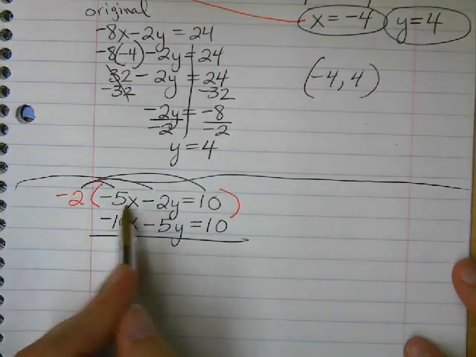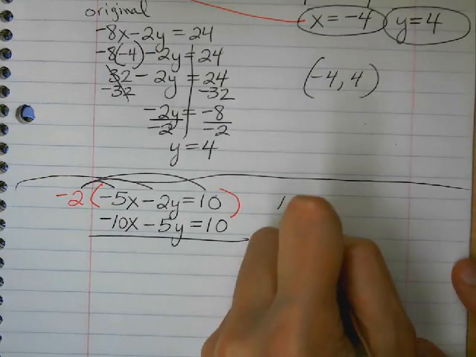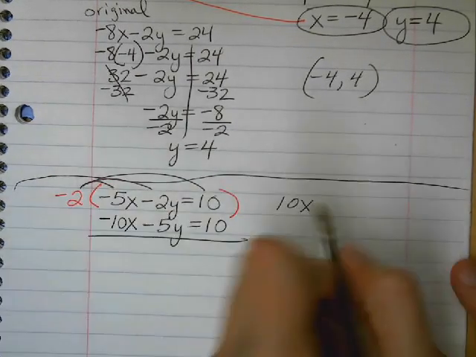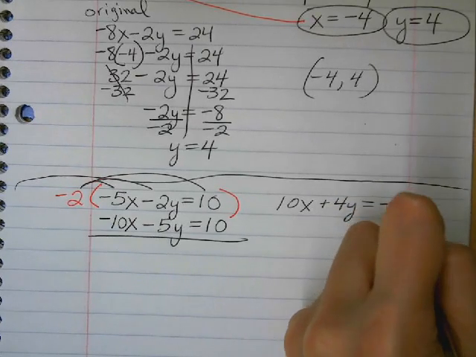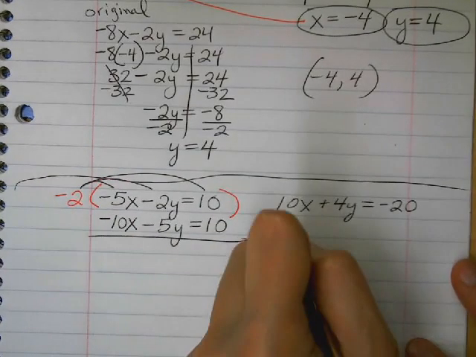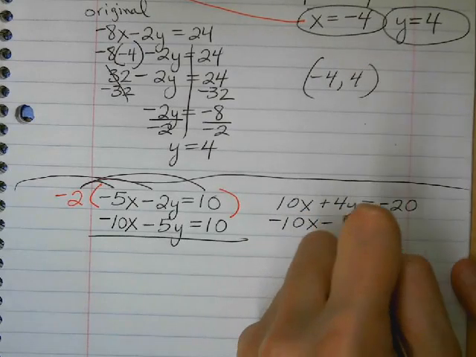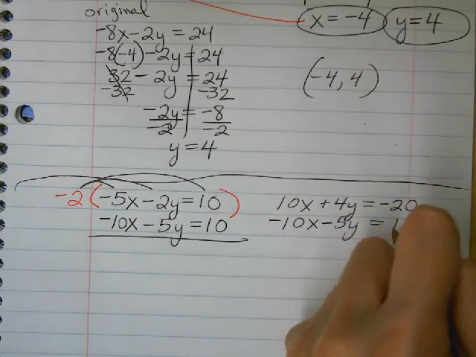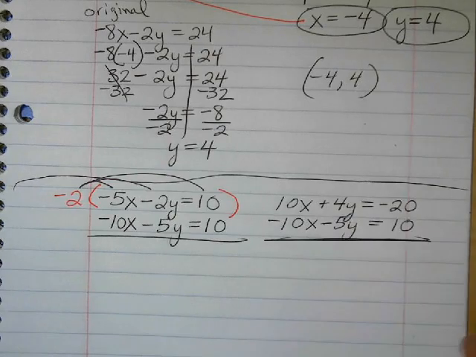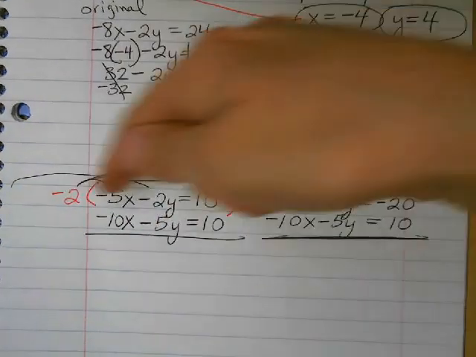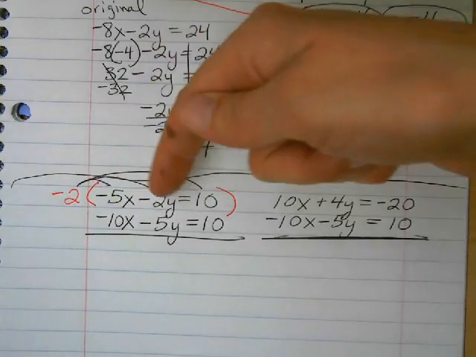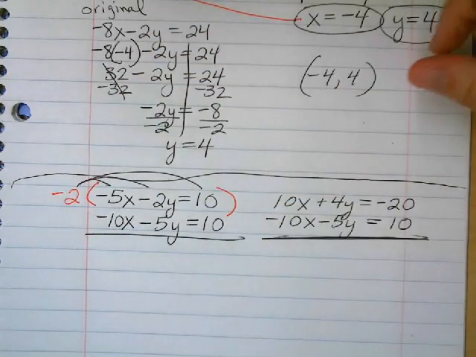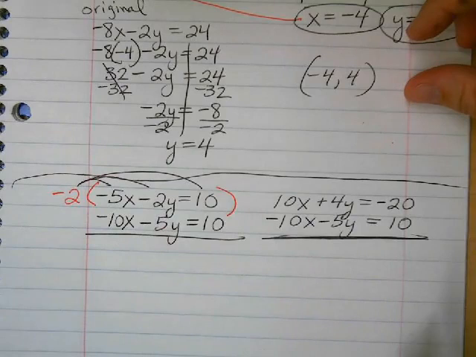Savannah said times by negative 2 because that'll make it 10x. It'll make it 4y equals negative 20. And the second problem stays the same. So you rewrite it, you times the top problem by negative 2. I times everything in that problem by negative 2 in that top problem. Now I can add these problems up.